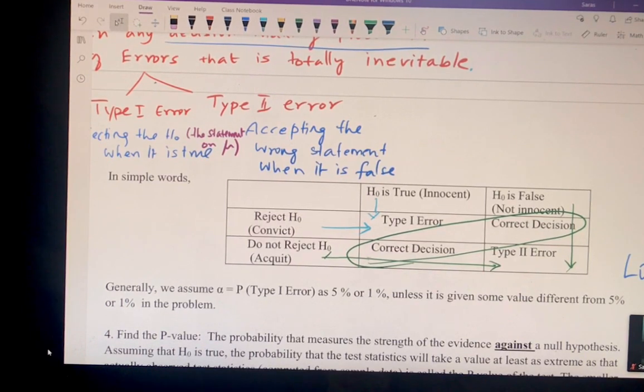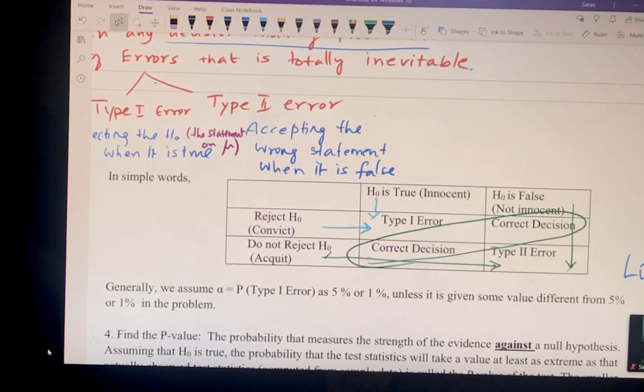Now he is at large. He did something bad, but he is still at large, right? So that is going to be the type 2 error. However careful we are, these two types of errors are inevitable in any statistical problem or in any decision making problem. So those two are called the type 1 and type 2 error.